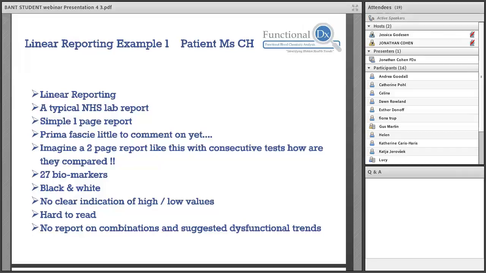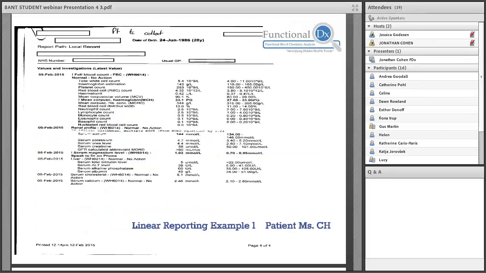There are 27 biomarkers done on this test. It's in black and white. There's no indication of high or low values. It's hard to read, and there's no report on the combinations and suggested dysfunctional trends that the FDX reports do. And this is the report. As you can see, it's just a list.